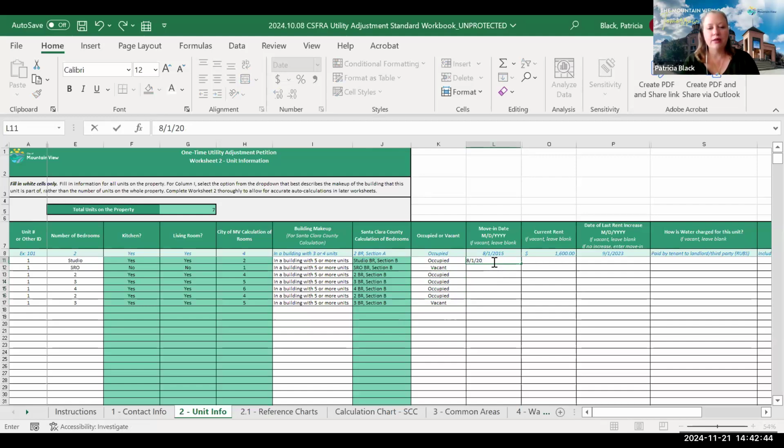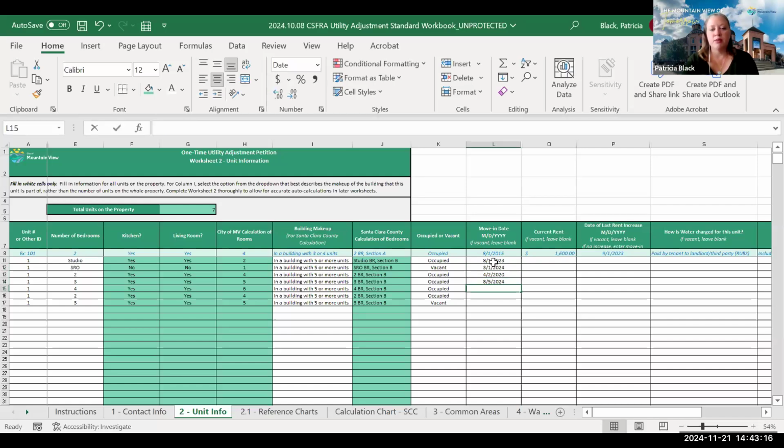We are checking to see if those move-in dates are after March 1st of 2024. Okay, so if it's on or after March 1st of 2024, those utilities need to be included in rent already. Okay, so just know that we are taking a good look at that and including that in our review for the petition.